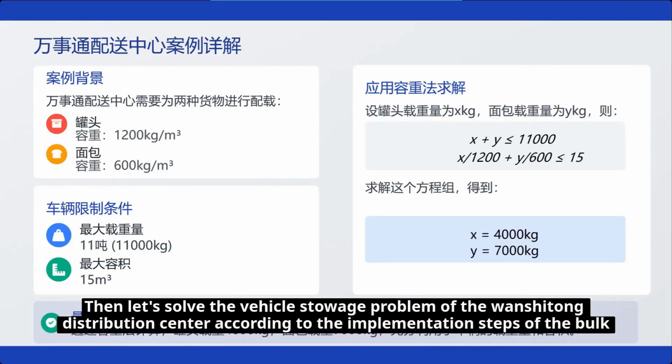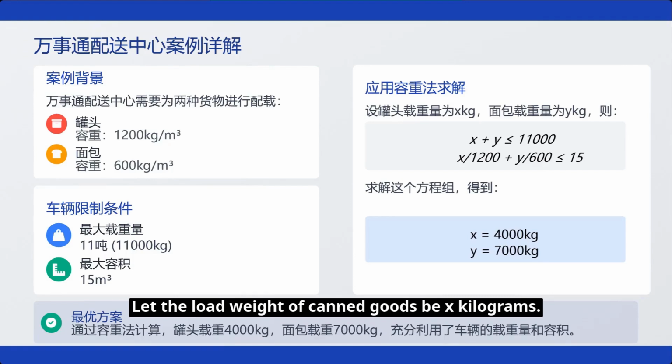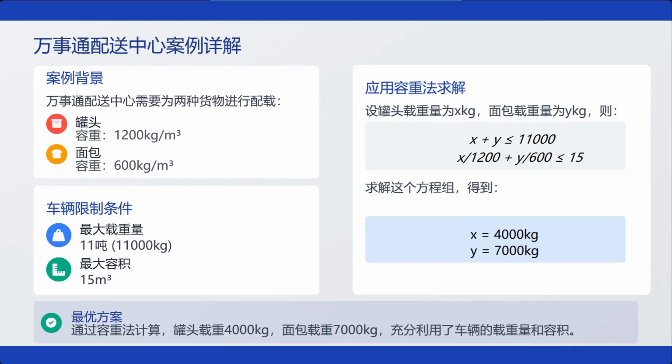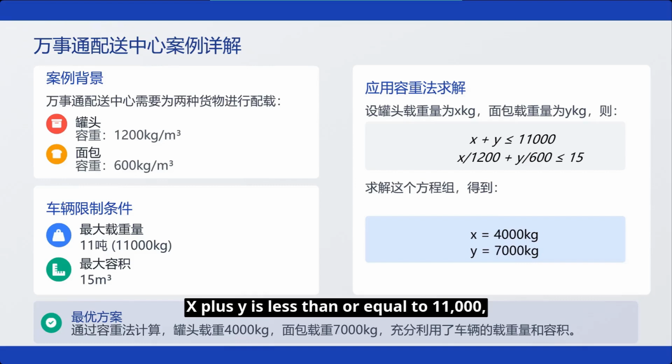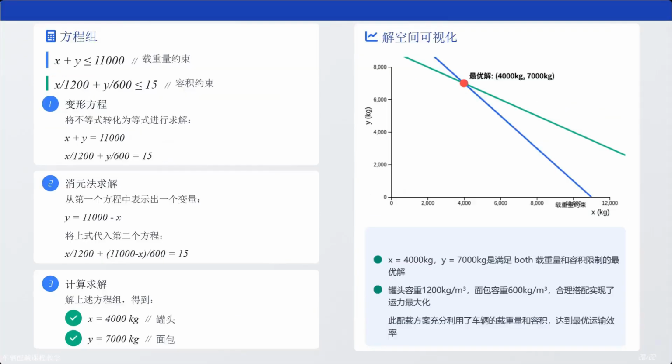Then let's solve the vehicle stowage problem of the Wanchitong Distribution Center according to the implementation steps of the bulk density method. First, determine the constraints. Maximum load capacity, 11 tons. Maximum volume, 15 cubic meters. Let the load weight of canned goods be X kilograms. The load weight of bread is Y kilograms. Establish a system of equations. X plus Y is less than or equal to 11,000. X divided by 1,200 plus Y divided by 600 is less than or equal to 15. Solving the system of equations gives X equals 4,000 kilograms, Y equals 7,000 kilograms.